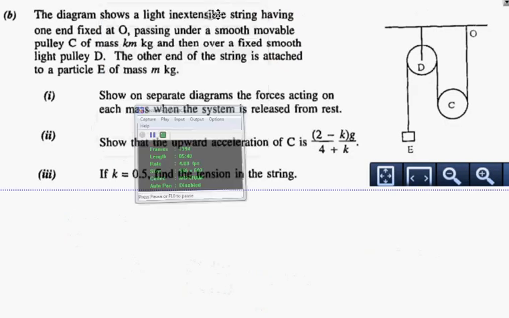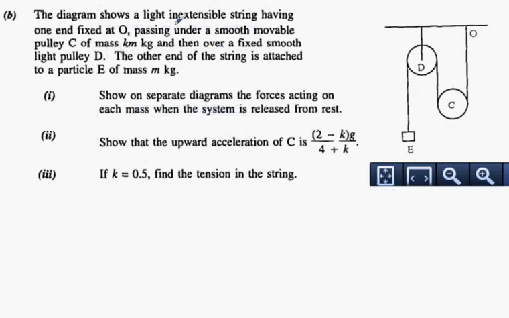Now, the diagram shows a light inextensible string having one end fixed at O, passing under a smooth movable pulley C of mass km. So that's km, mg going downwards. Particle E is of mass m kg, or mg going downwards.